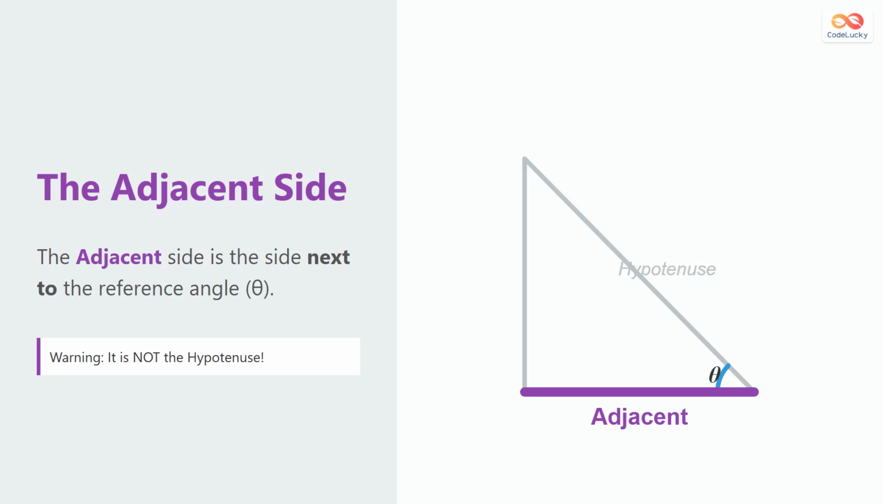The last side is called the adjacent side. The word adjacent means next to. This side is next to the reference angle. It connects the reference angle to the right angle. Be careful not to confuse it with the hypotenuse.